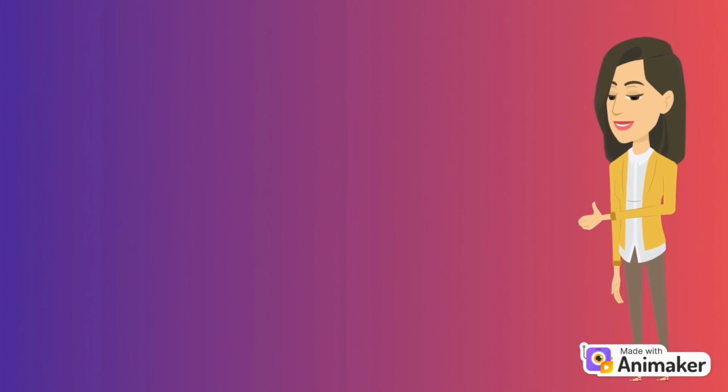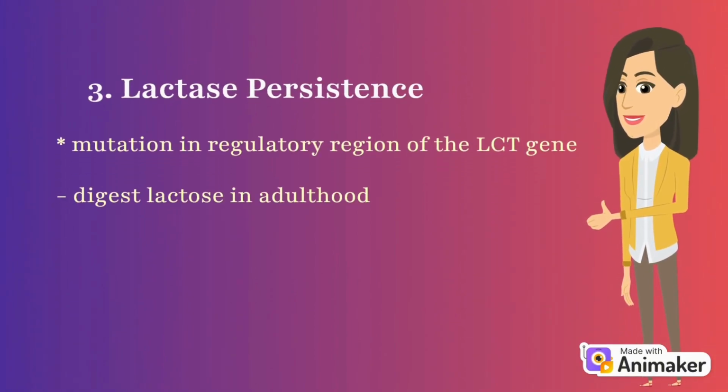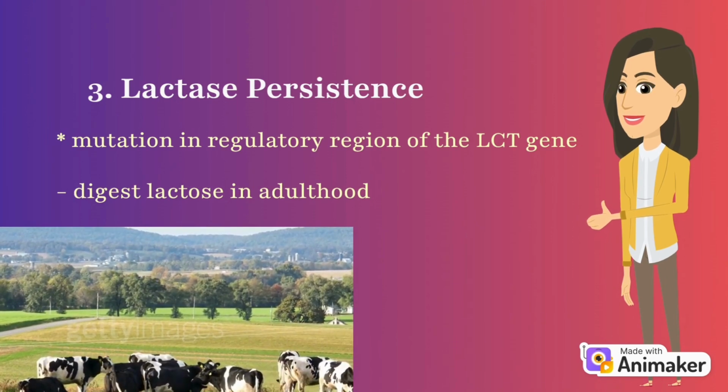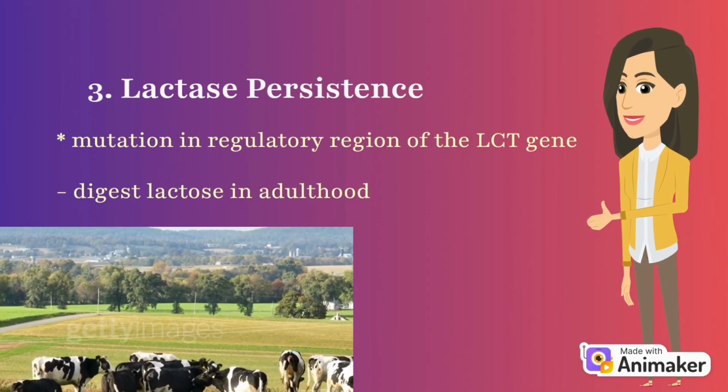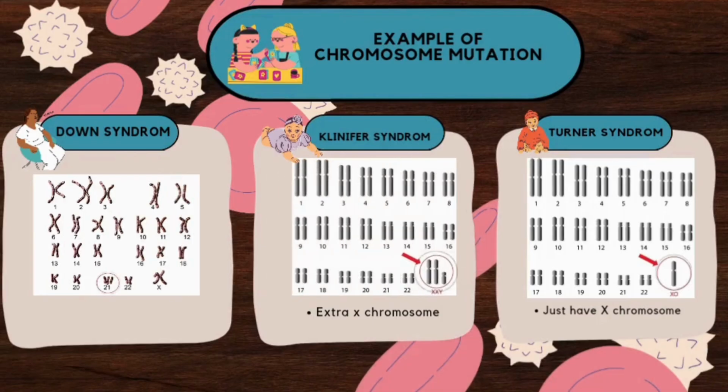For the example of beneficial mutation, it is lactase persistence. It is mutated in regulatory regions of the LCT gene. Thus, it has the ability to digest lactose in adulthood, especially for populations with a history of dairy farming.